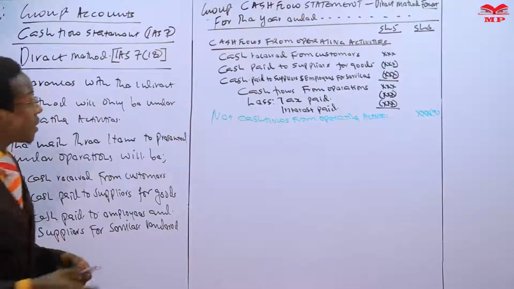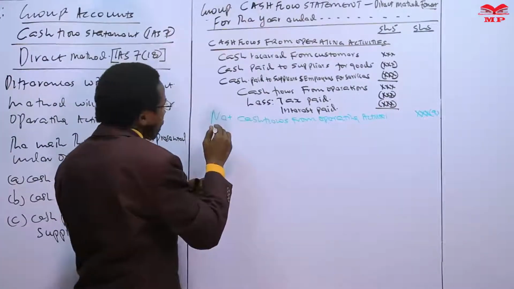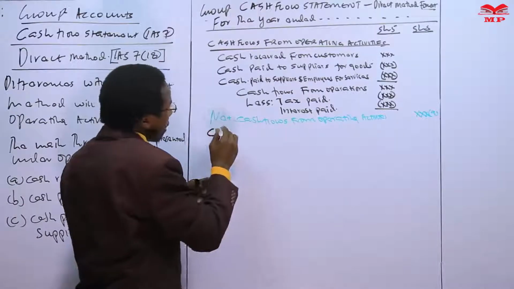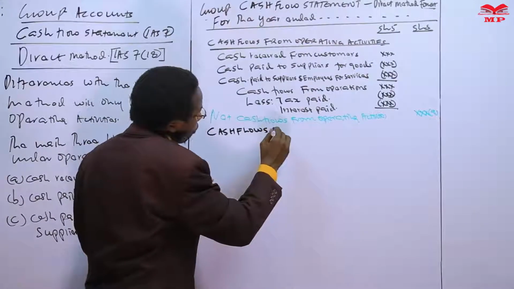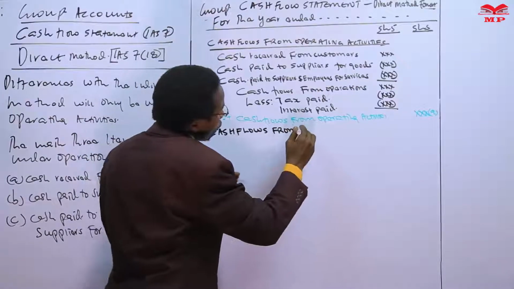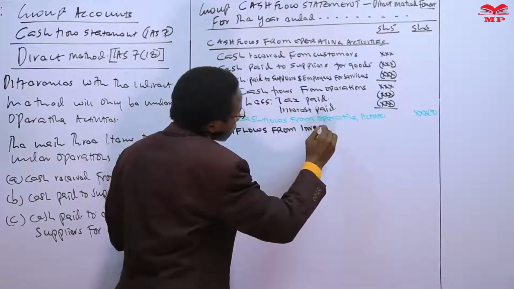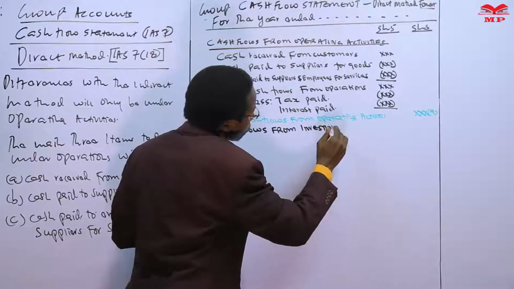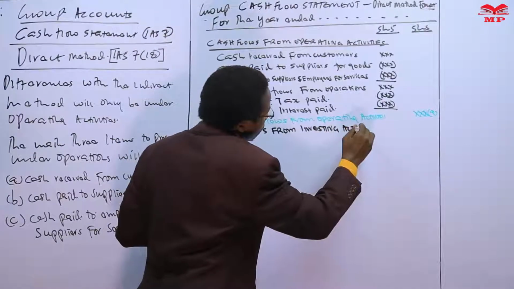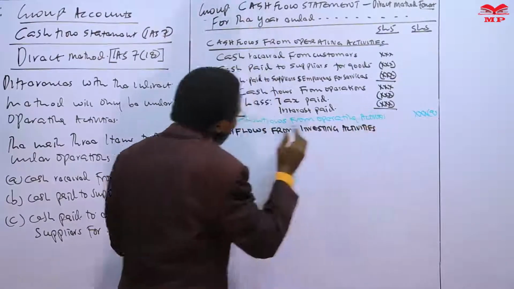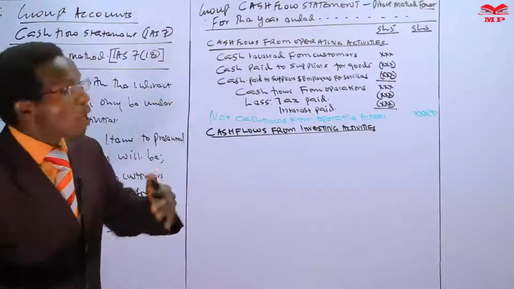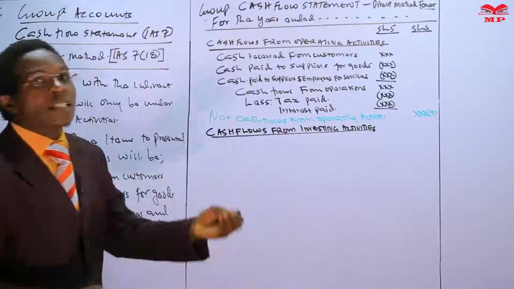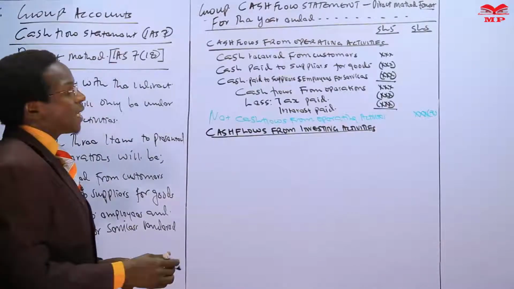Then after that, friends, we now move on to the obvious ones. This is just a reminder of what we have done before under indirect method. Cash flows from investing activities. Now this is the same item that we have done, the same as what we did under indirect method.